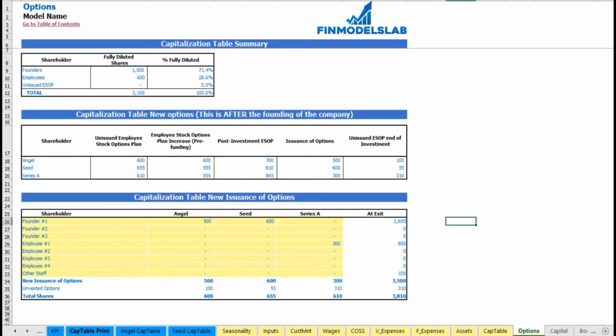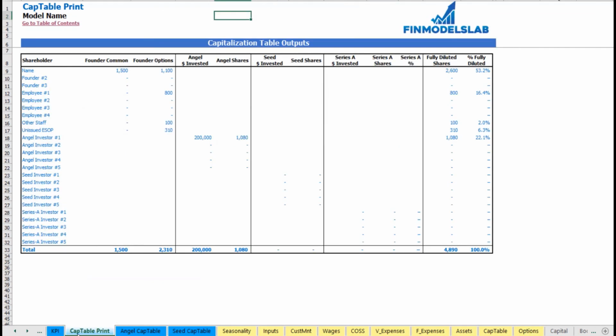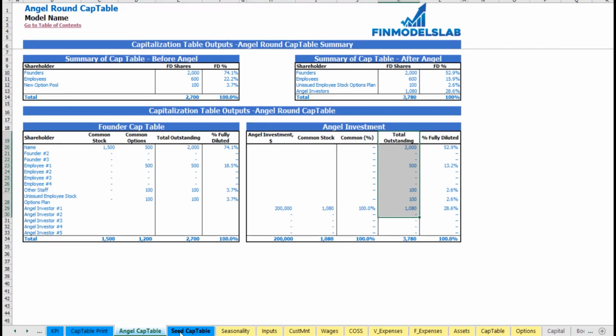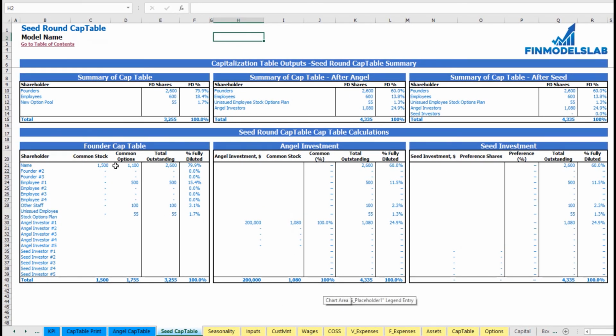As a summary, you have 3 reporting tabs which can be printed. This is cap table print, the detailization of funding, angel, seed, and Series A round, more detailed angel cap table round, which is summary of cap table before angel, after angel, and the breakdown of investors by investor names, dilution, outstanding, and common percentage. The same structure has seed cap table, it has founder cap table, angel investment and seed investment detailization, and on the top you can see the summary of cap table, after angel and after seed funding.